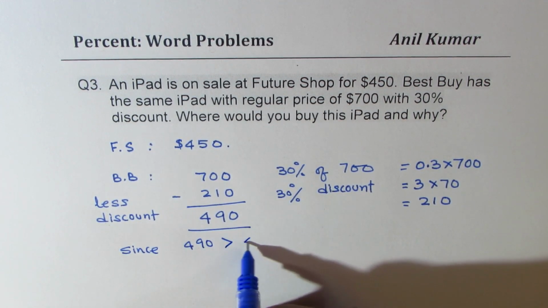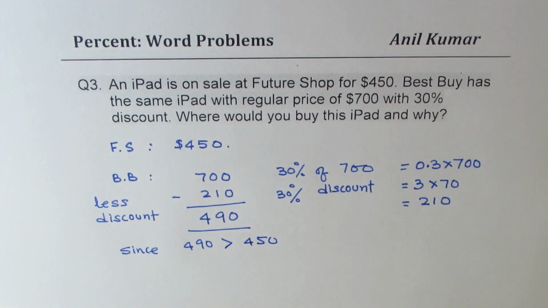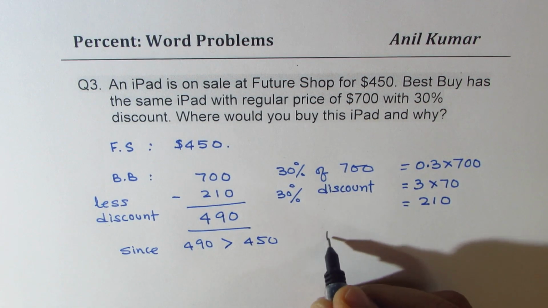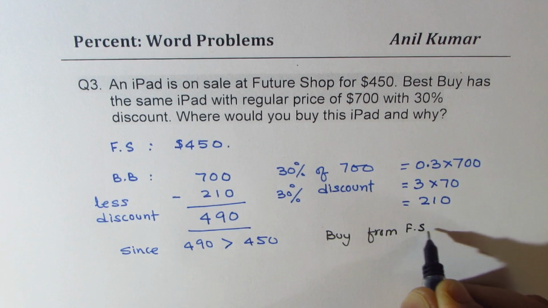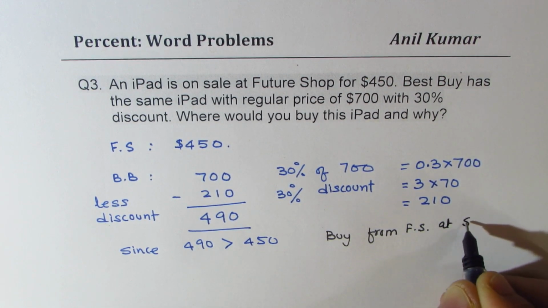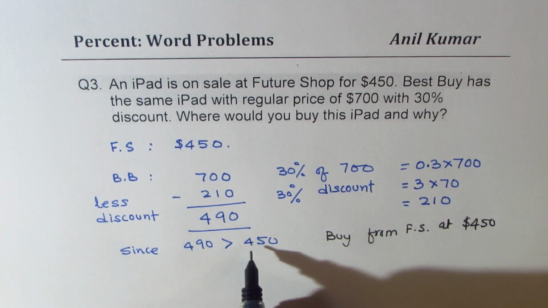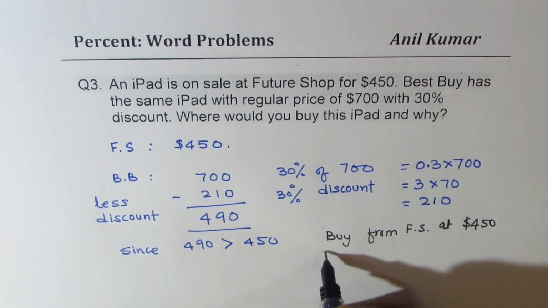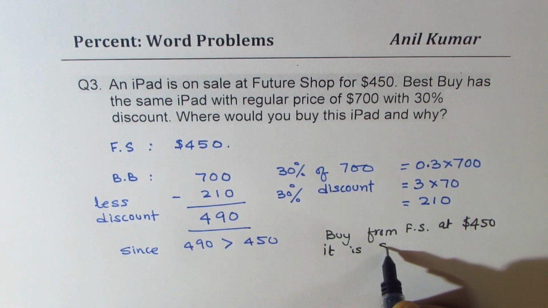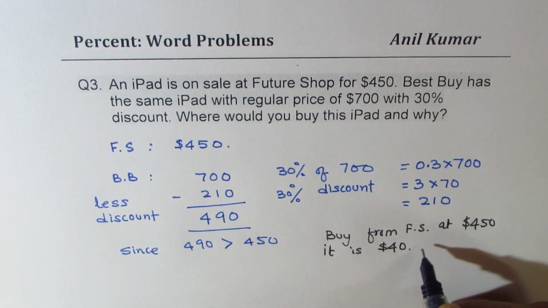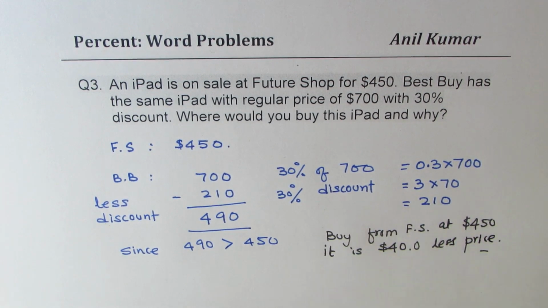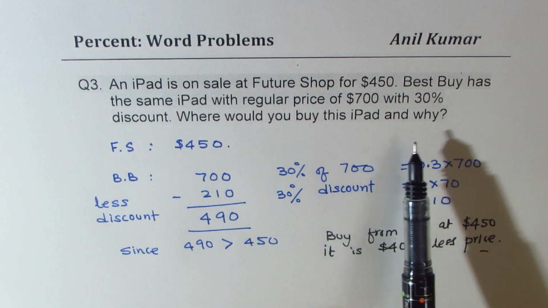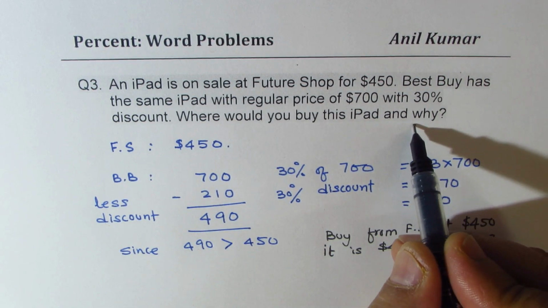Now since 490 is greater than 450, which is a better deal? Better deal is at Future Shop, correct? So we'll say we'll buy from Future Shop at $450. This is cheaper by $40, right? It is $40 less price. You get an idea.